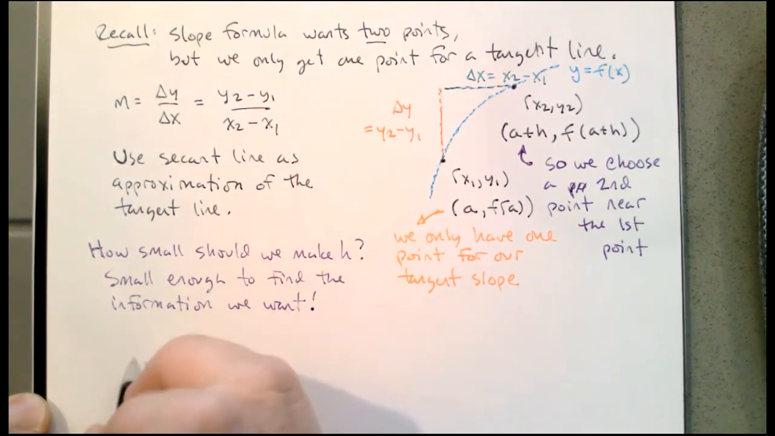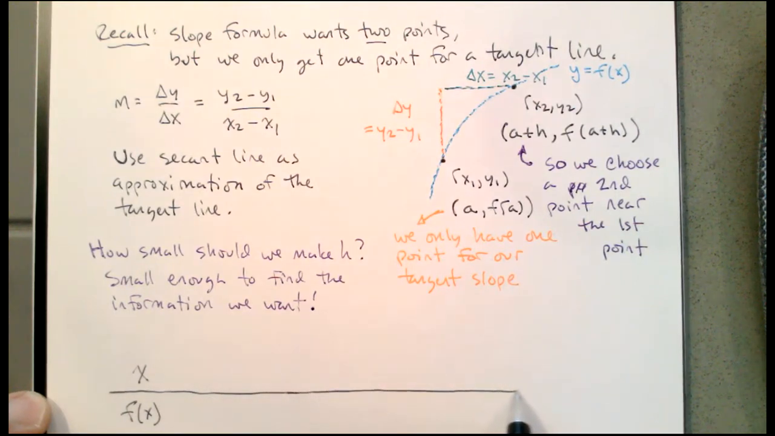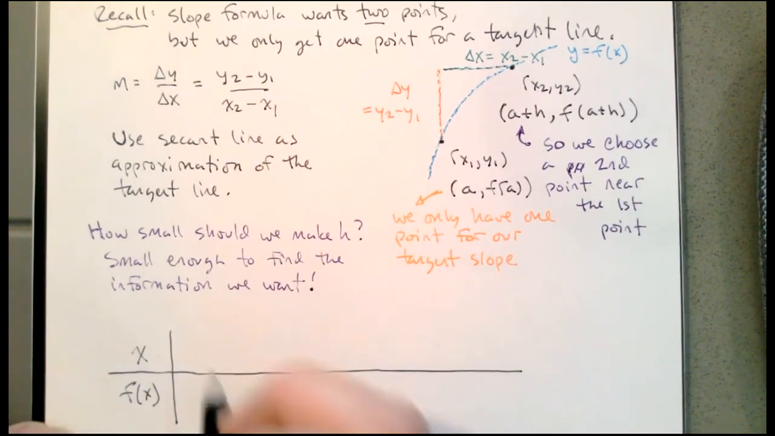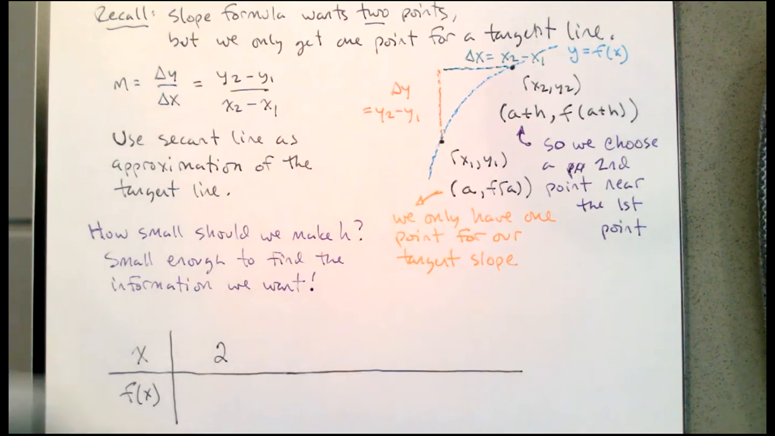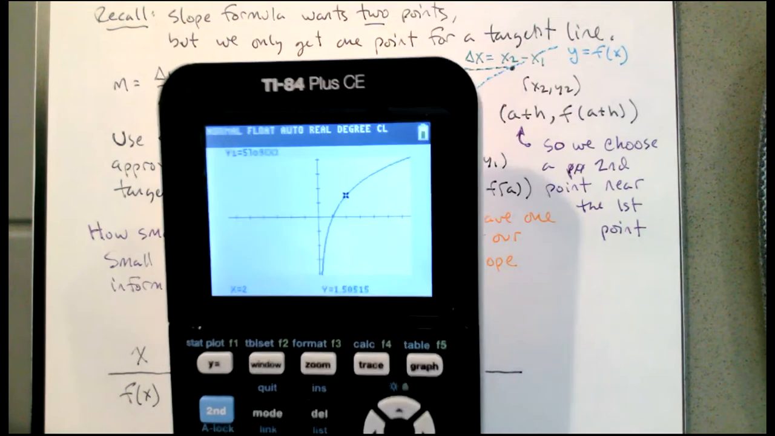So I'm going to make a table of values with x and f of x. The point that we care about is when x is equal to 2. And I just need to calculate the log of 2, which according to my calculating machine is 1.505.